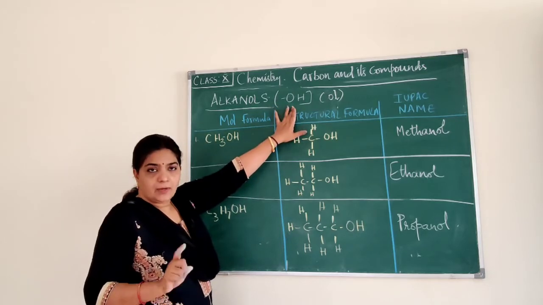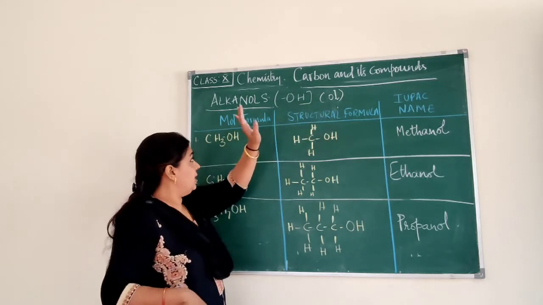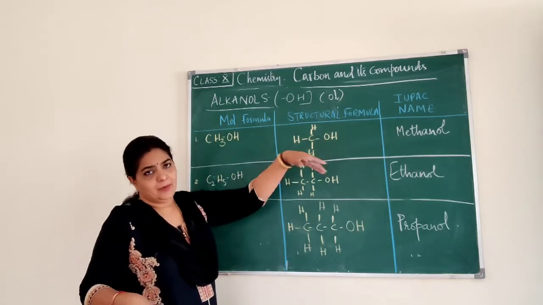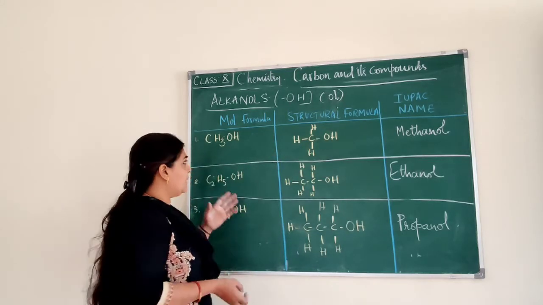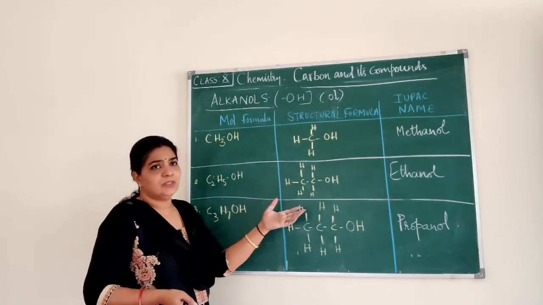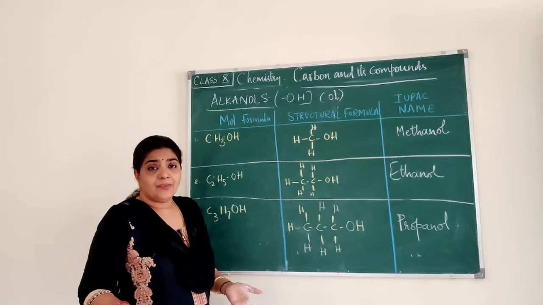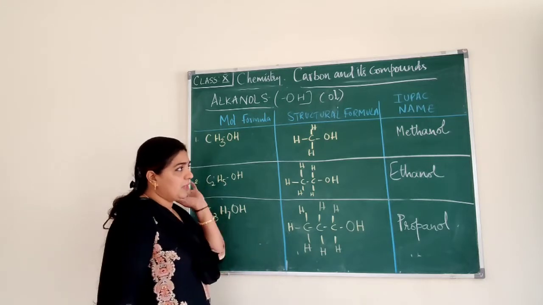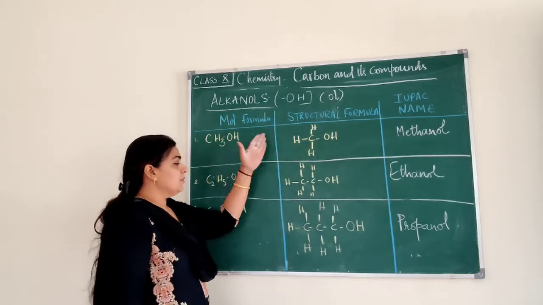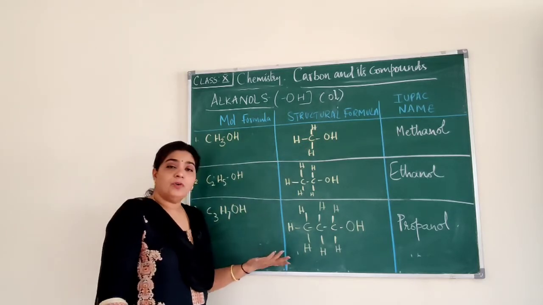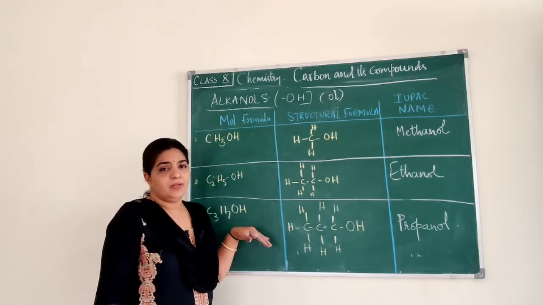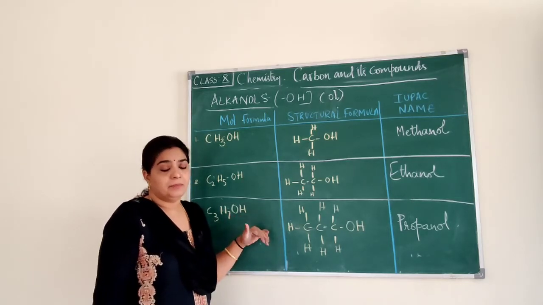Alkanol, that is the alcohol group. This is the suffix. So molecular formula, structural formula, IUPAC name, they can ask anything. They may give the molecular formula and ask you to write the structure, or they can give the IUPAC name and you have to write the structure. So learn this, and you can try it for butanol also. That way you will learn better.